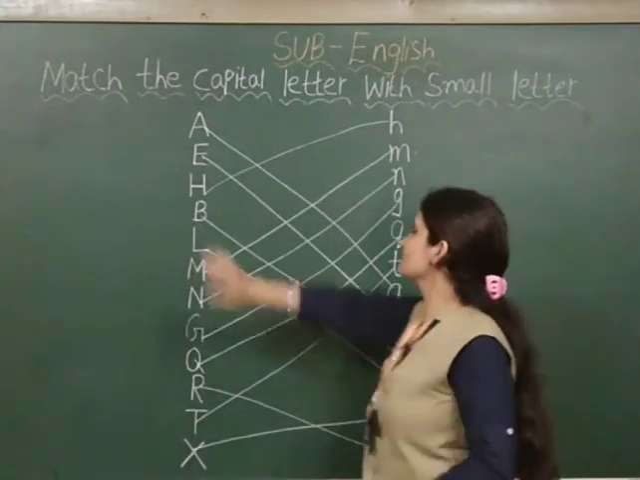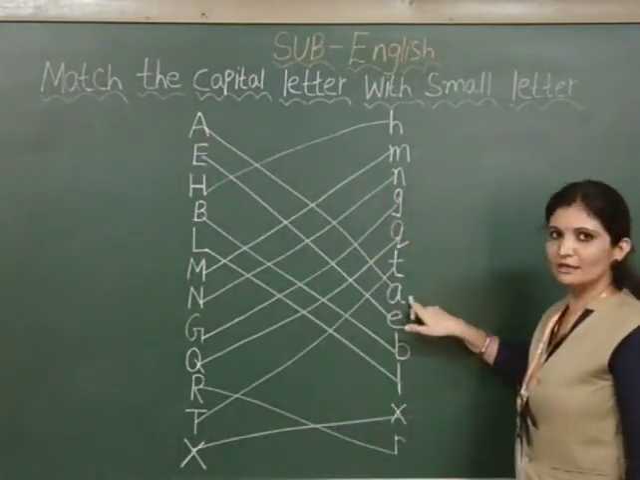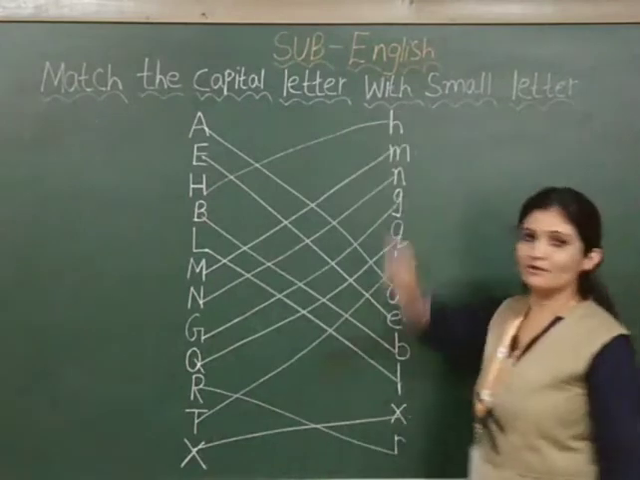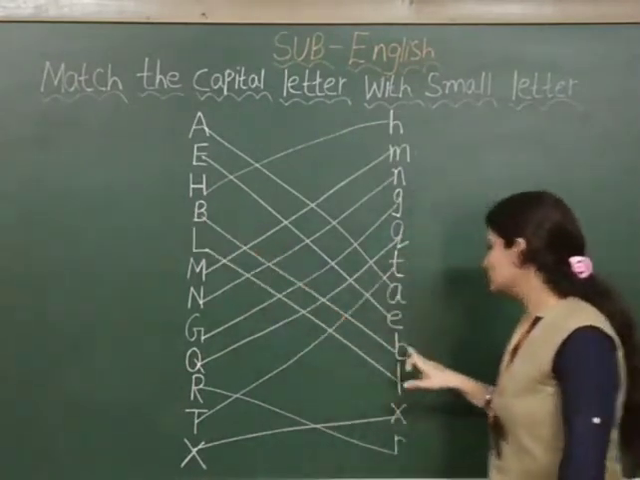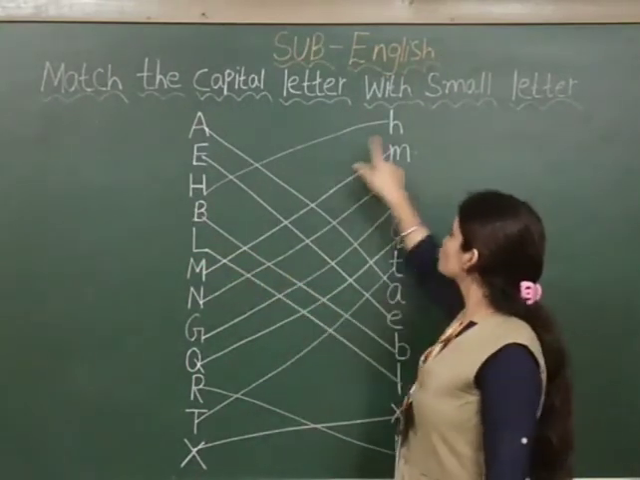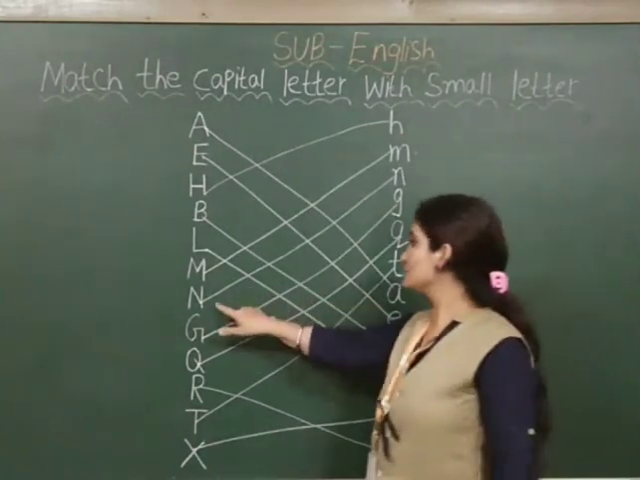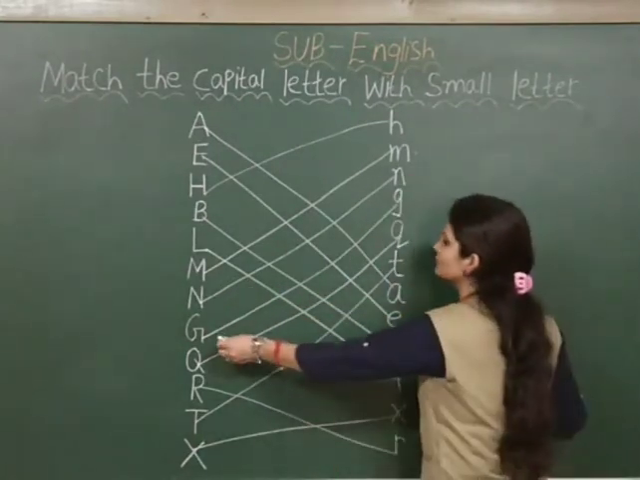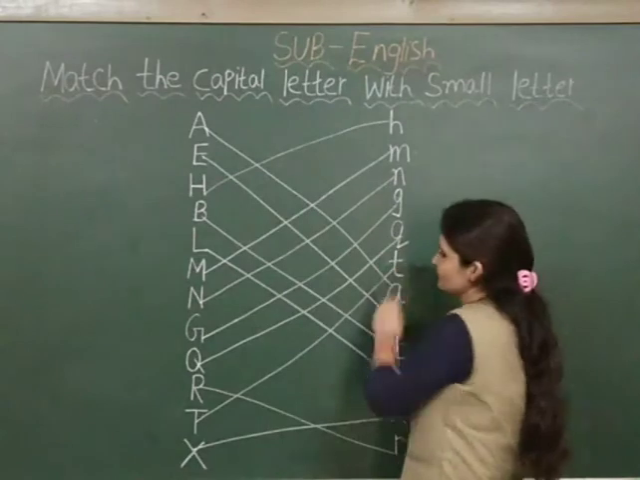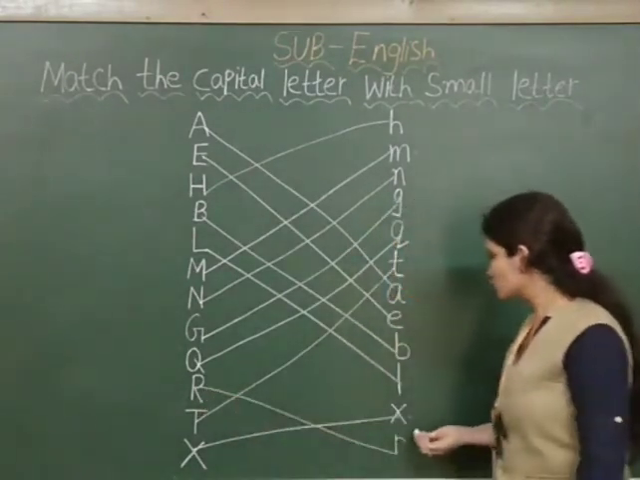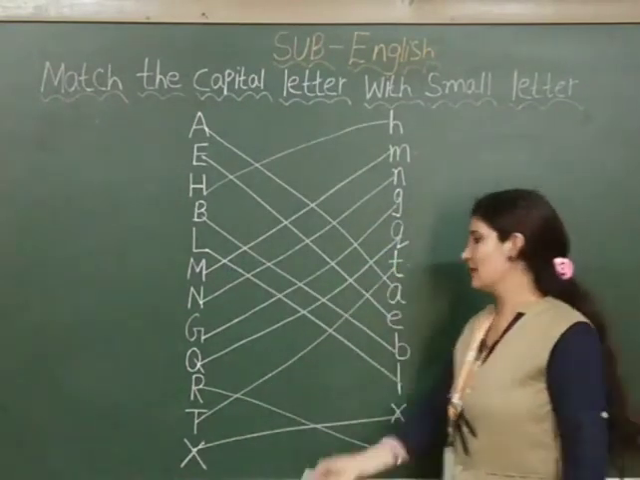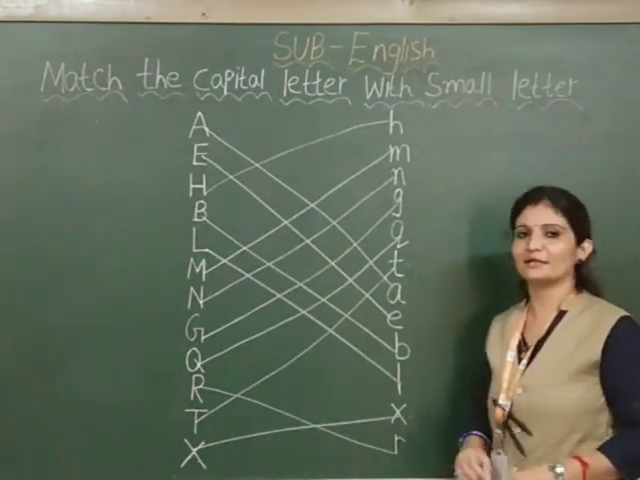Let's see again. See matching. Capital letter A to small letter A. Capital letter E to small letter E. Capital letter H to small letter H. Capital letter B to small letter B. Capital letter L to small letter L. Capital letter M to small letter M. Capital letter N to small letter N. Capital letter G to small letter G. Now capital letter Q to small letter Q. Capital letter R to small letter R. Capital letter T to small letter T. And capital letter X to small letter X.